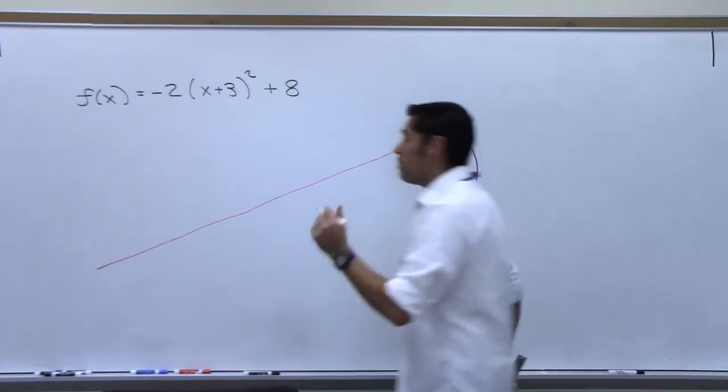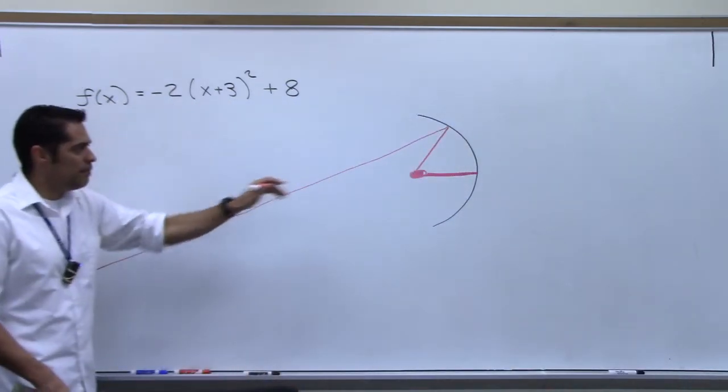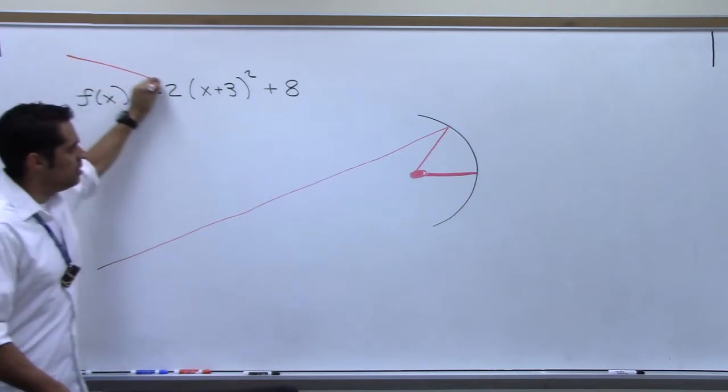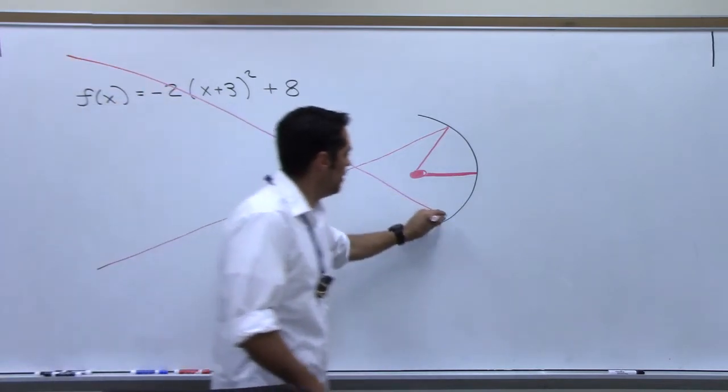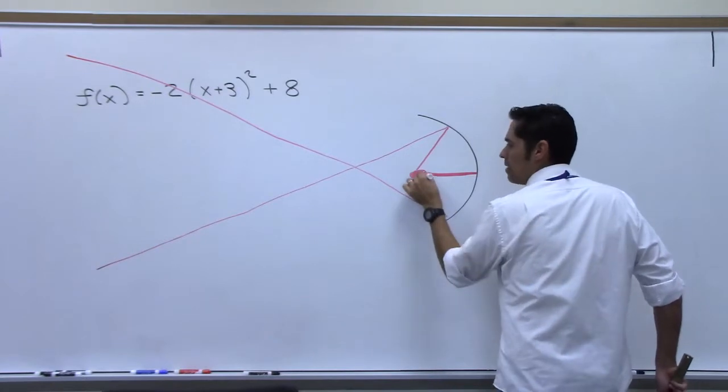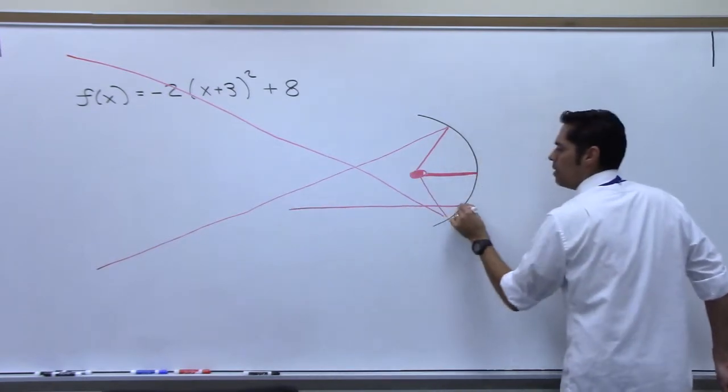But the unique thing about a parabola is this. It'll bounce to that point. It doesn't matter what direction that signal comes from. It will reflect perfectly back to that point, no matter which way you come in.